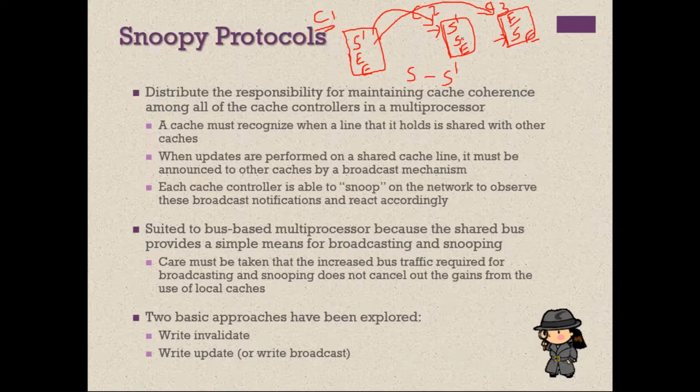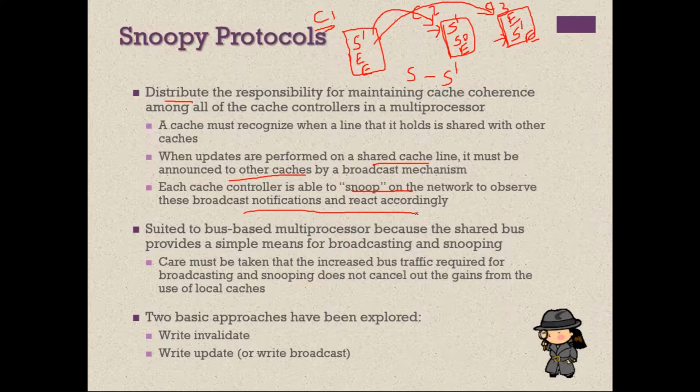This yes is different, so let us assume this is some other yes, yes naught. So here also there is a copy of yes, it will become yes dash. This type of protocol is called a distributed protocol. Here there is no central controller. When updates are performed on a shared cache line, it must be announced to other caches by a broadcast mechanism. Each cache controller is able to snoop on the network to observe these broadcast notifications and react accordingly.